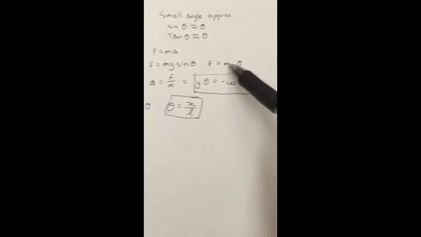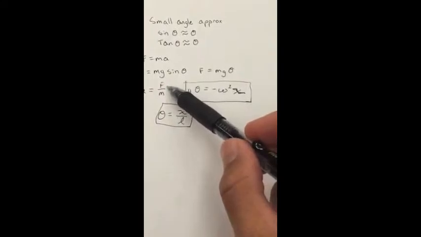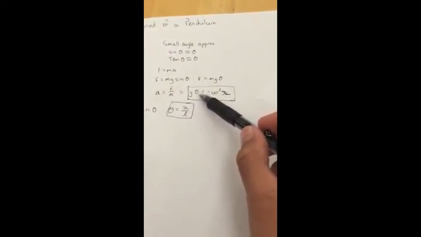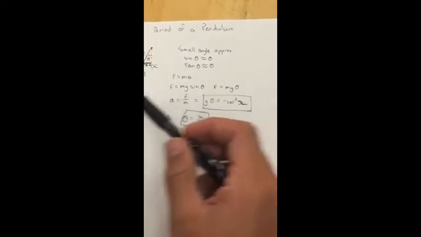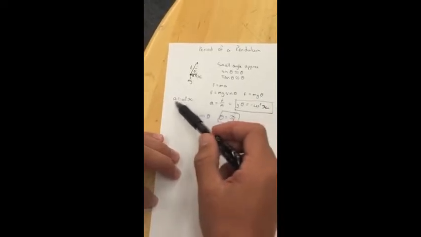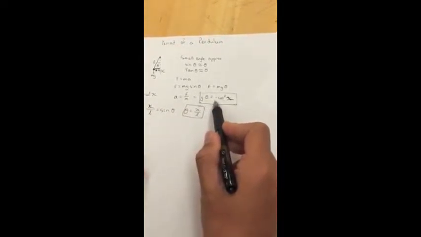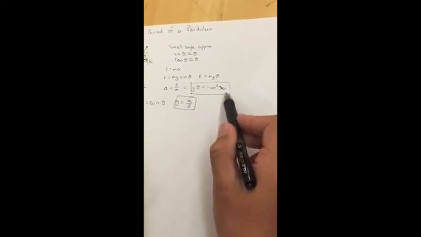So we can manipulate our force equation to be acceleration equals force over mass. We can then manipulate it further by putting mg theta where force is, canceling our masses and leaving us with g theta. So our acceleration is g times the angle. And using this equation, we know that g theta is equal to negative omega squared times the amplitude.